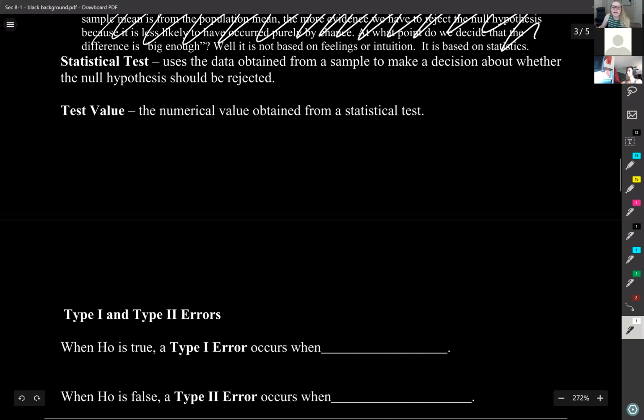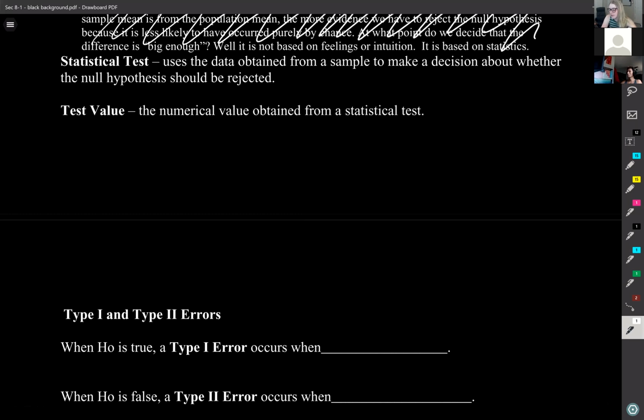So now we're going to define what is called a statistical test. So like we said, after stating your hypothesis, you're going to select your correct statistical test. We're going to get into these after we go through section 8.1. So we're going to go through two different types of statistical tests after that, but just know for now that this uses the data obtained from your sample to make a decision about whether the null hypothesis should be rejected. So this literally is just a type of test that takes your data and helps you make a decision on whether you want to reject it or not. And we'll get into some examples of that.